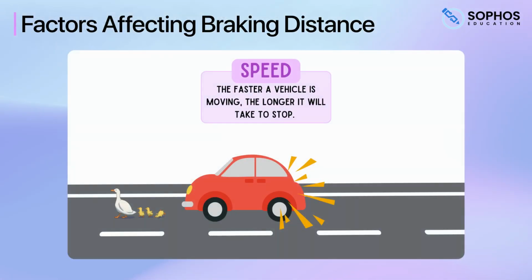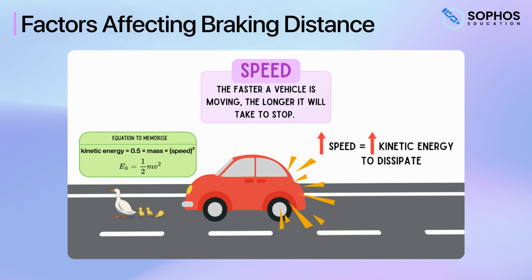Another way of thinking about why braking distance increases at higher speeds is in terms of kinetic energy. A higher speed means the vehicle has more kinetic energy. Kinetic energy is given by the formula 0.5 multiplied by mass multiplied by velocity squared. As the speed increases, the kinetic energy increases quadratically. Therefore, at higher speeds, the brakes must dissipate a significantly larger amount of energy to bring the vehicle to a stop, resulting in a longer braking distance.